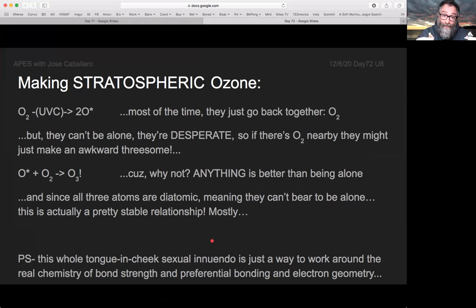And most of the time, when ultraviolet C strikes oxygen in the atmosphere, they just get back together. They can't afford to be alone. They're desperate. They go, oh my God, I got to find somebody. And they go, oh, little buddy, thank God you're there for me. And there they go.